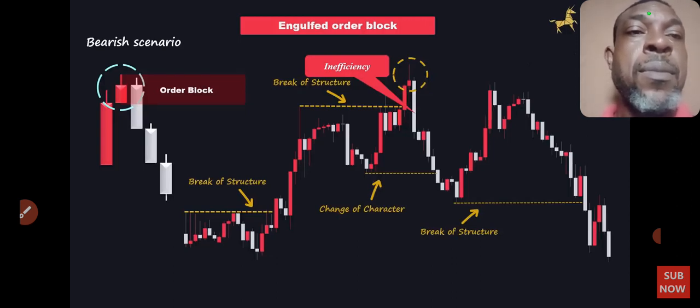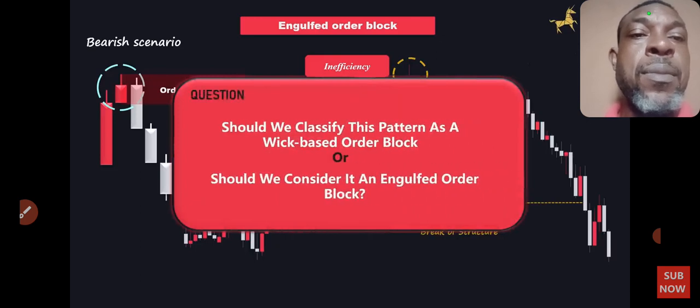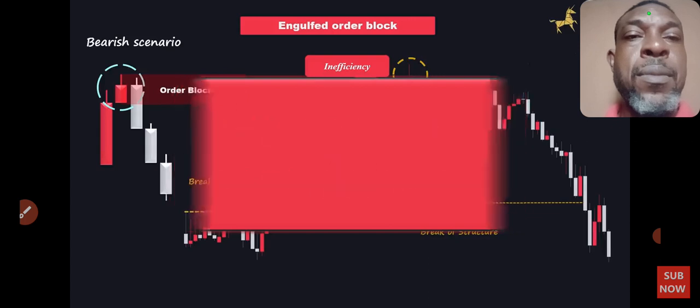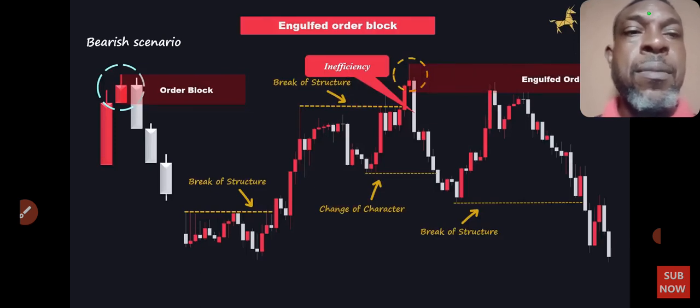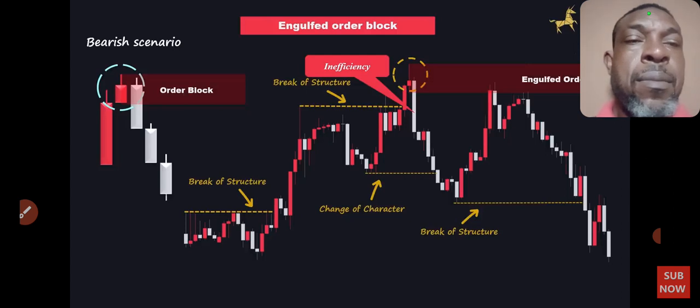Upon closer inspection, it becomes apparent that the wick of this bullish candle is greater than half the size of the entire candle. This raises the question, should we classify this pattern as a wick-based order block, focusing solely on the wick as our area of interest? Or should we consider it an engulfed order block, highlighting the entire candle? In this specific case, it is recommended to treat it as an engulfed order block, and consider the entire candle as the area of interest, rather than solely focusing on the wick.